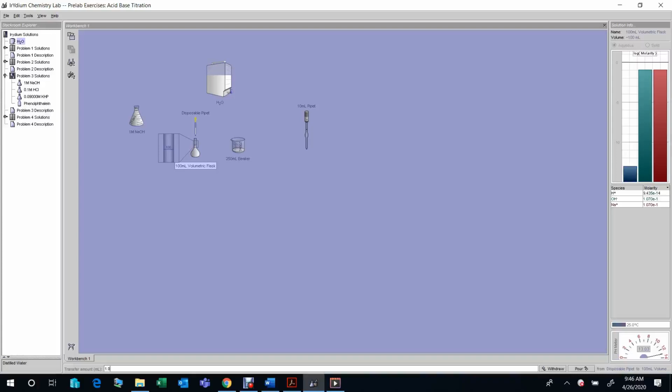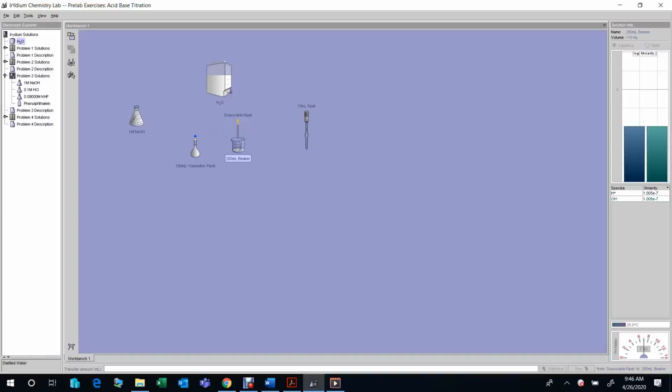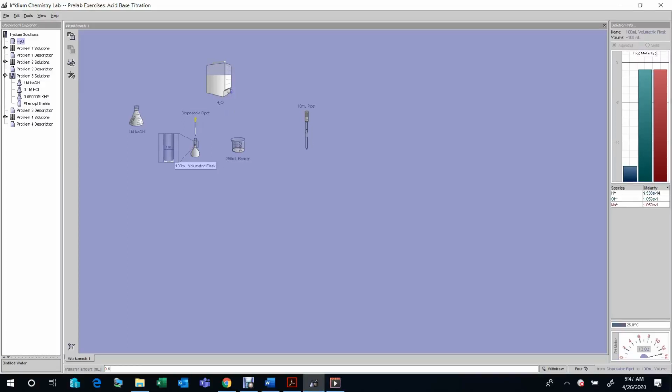Pour. Okay, now you see the solution reached that level. Then we need to be very careful, so we don't want to overshoot. And then we pour and we withdraw another 1.0 milliliter. Okay, withdraw. And then here we don't want to overshoot, so we can add slower. We can add 0.5 milliliter, and we see what happened.